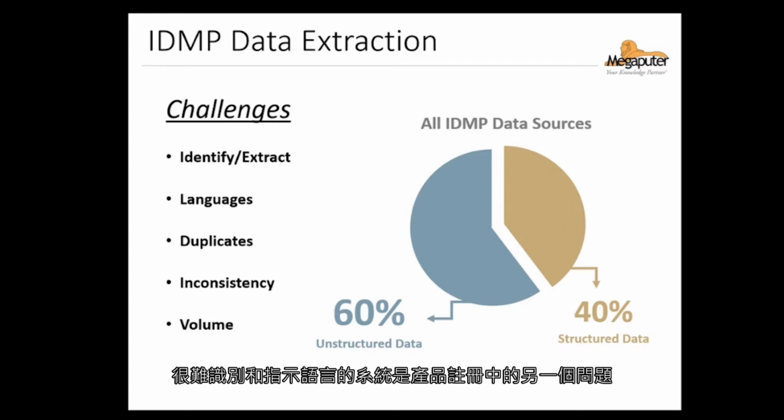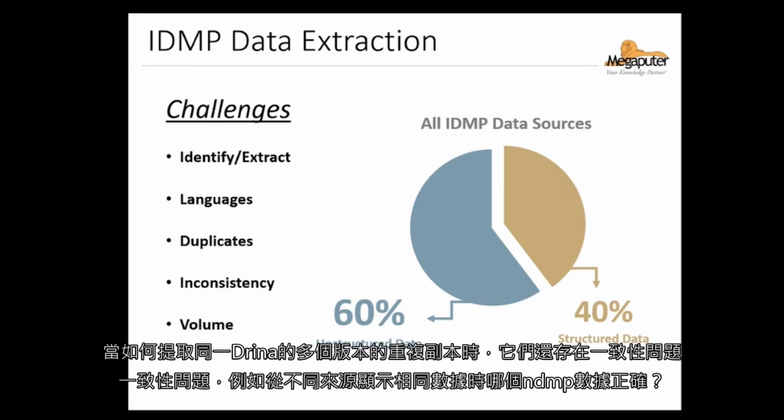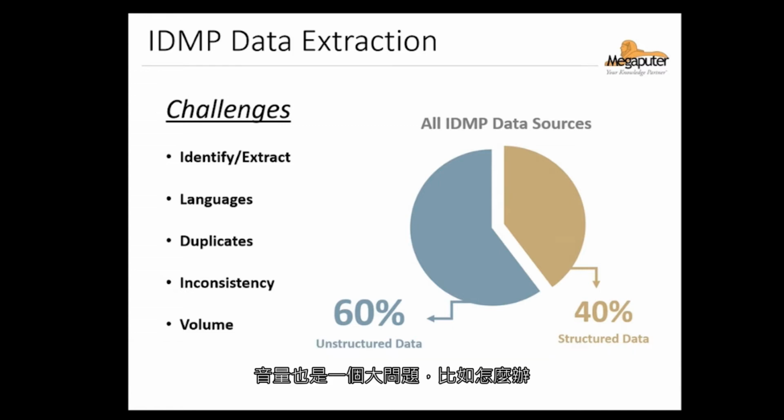Language is another concern. Product registrations in different countries are generally written in several languages, and also duplicates. It is common that we have to figure out which IDMP data is correct when you have extracted duplicates of several versions of the same data. There is also an inconsistency problem, like which IDMP data is correct when the same data is presented from different sources.